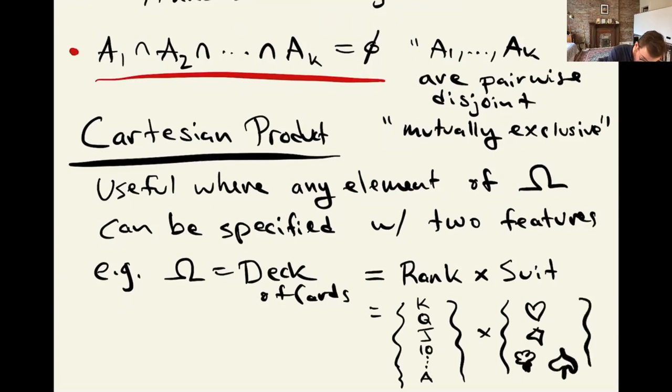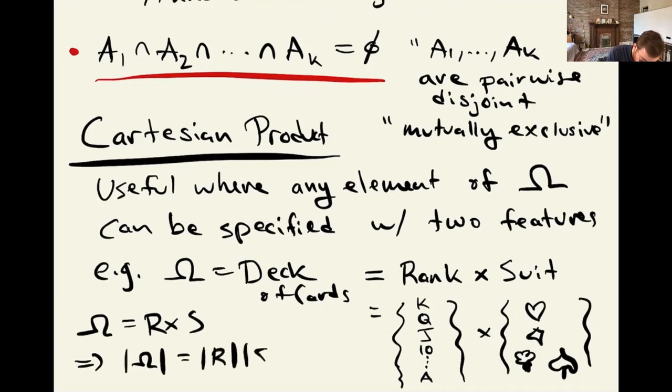So there are 4 suits. So here's a situation where a deck of cards we can express as a Cartesian product of the rank and the suit. And this is useful because if we want to count the number of cards, I can just count the number of ranks as there are, and also count the number of suits and multiply this together. And so this is 13 times 4, which is 52.